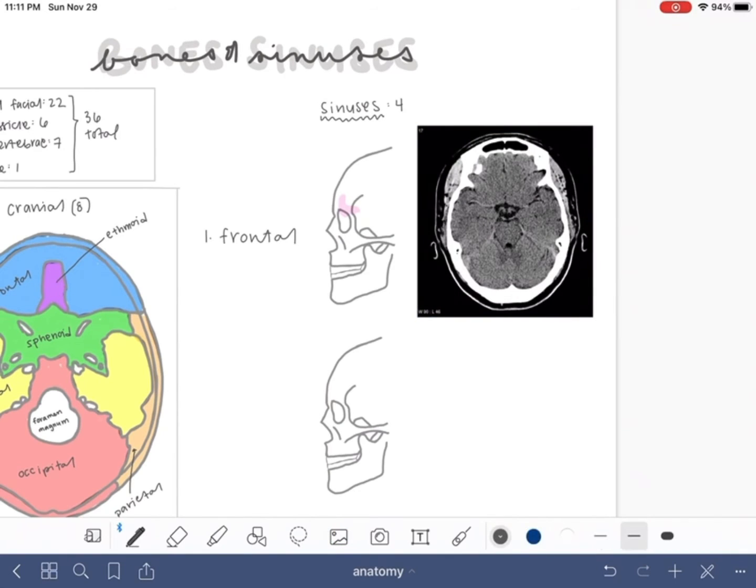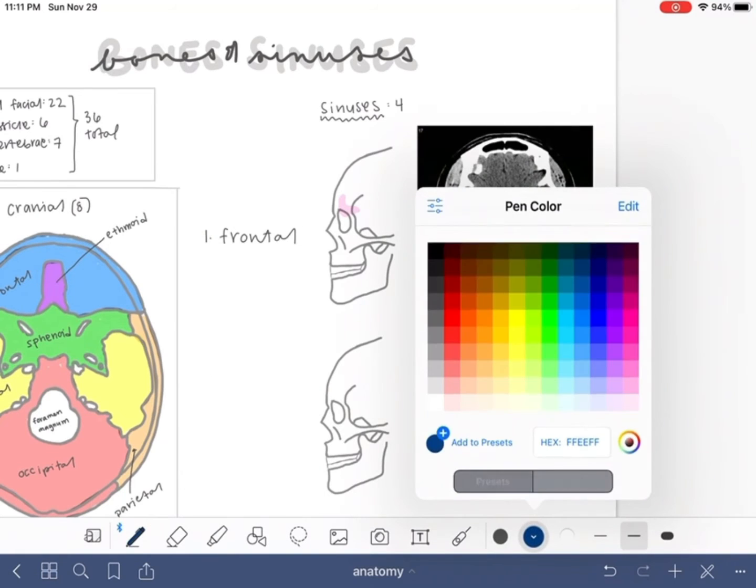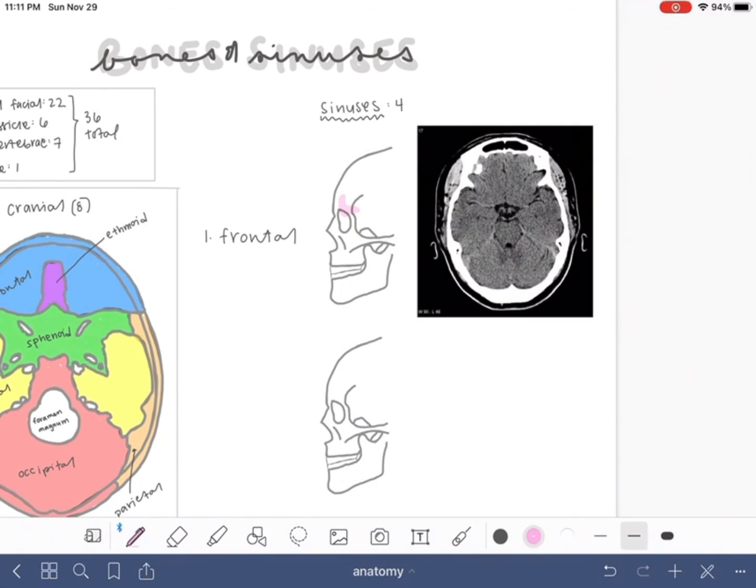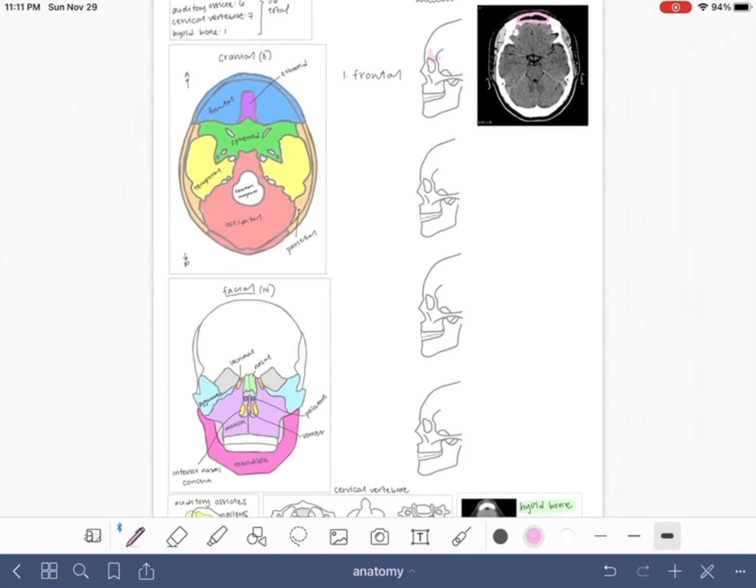lecture. So I'm going to outline these in pink. This is our frontal sinuses. Again, this is looking from above or below. An axial image there.